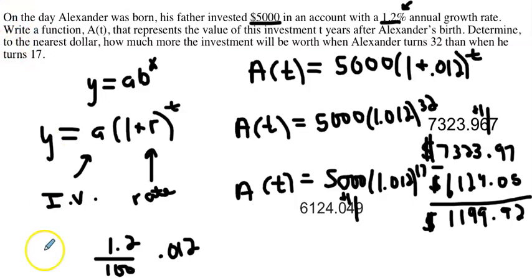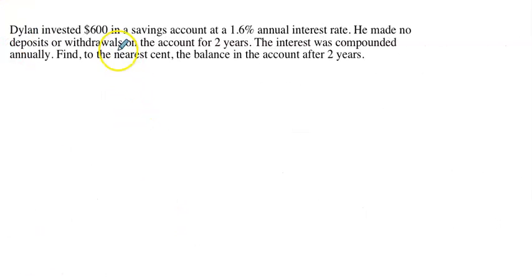We could do one more example of this. So here's another question. Dylan invested $600 in a savings account at 1.6% annual interest. He made no deposits or withdrawals. The interest was compounded annually. Again, compounded means that it adds up each year, so I'm not going to make 1.6% off 600 every time. It'll make it off the growing amount of money, which tells me it's exponential.